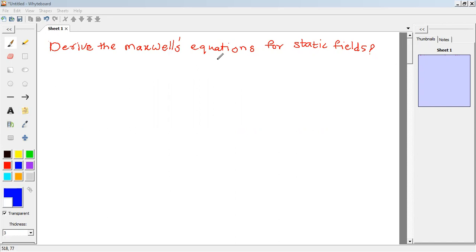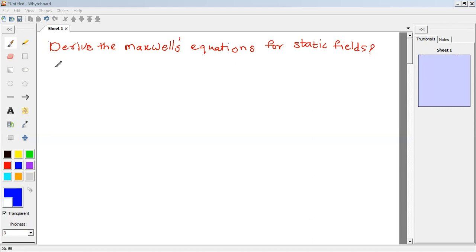In the static fields, we have two kinds: one is the electrostatic field and the other is the magnetostatic field. Before going into the discussion, what is a static field? A static field is one where there is no time involvement in the field. The time should be constant and should not affect the field. That field we can call a static field. Now we are going to derive these Maxwell's equations for static fields.